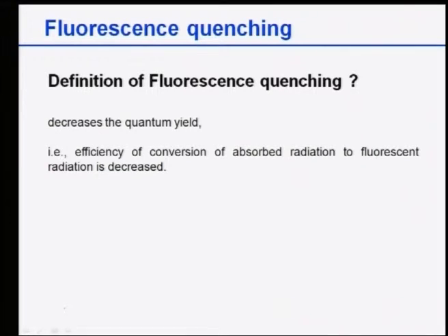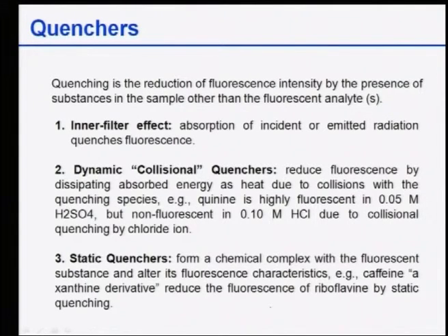Well, before I discuss the instrumentation, let me just talk about the definition of quenching. What is it? Fluorescence quenching is widely used. It basically leads to a decrease in the quantum yield. The efficiency of conversion of absorbed radiation to fluorescent radiation is extensively decreased because of quenching. Quenching is nothing but reduction of the fluorescence intensity by the presence of certain substances in the sample or in the solvent, other than the fluorescent analyte.